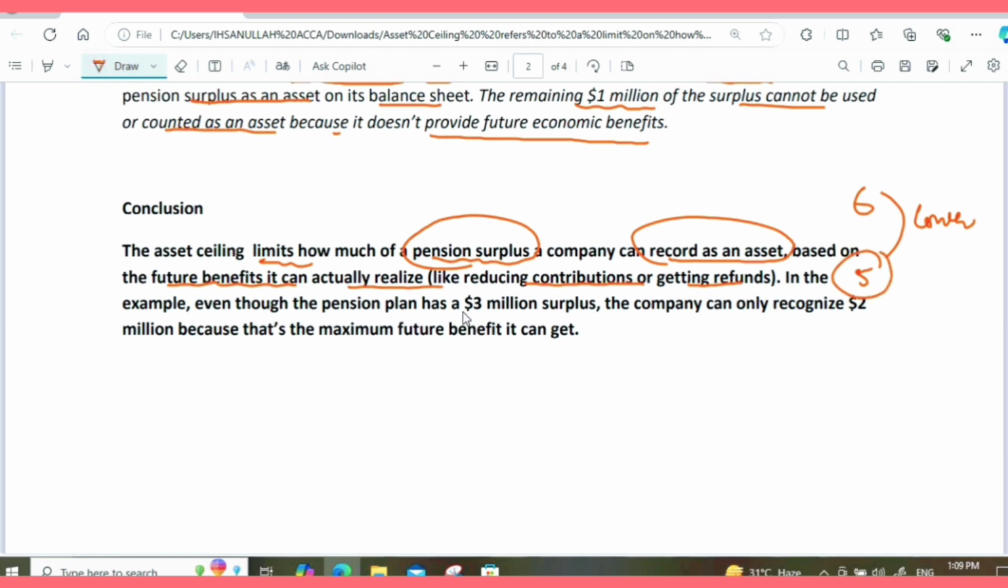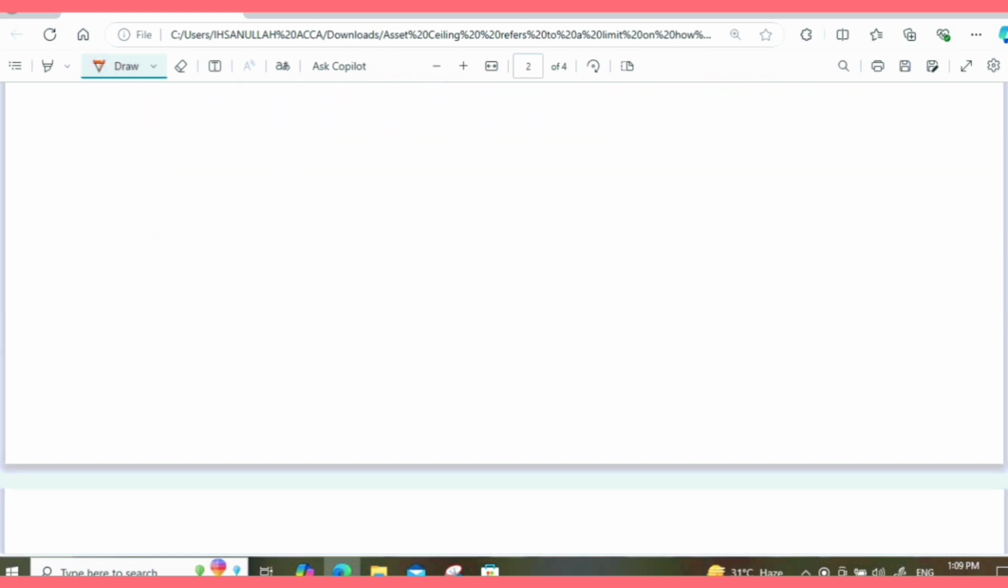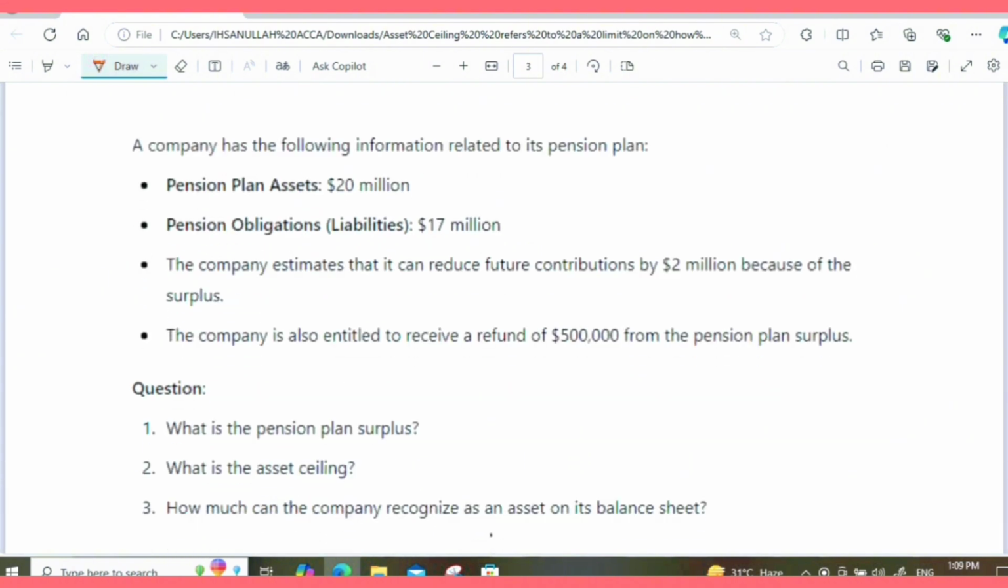Even though the pension plan has a 3 million surplus, as we discussed in the previous example, the company only recognized 2 million because it's the maximum future economic benefit. Clear? Okay, we have another example.